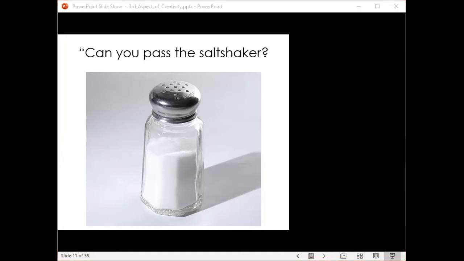In one study, again done with people with right hemisphere damage, they were asked what an appropriate response is to this question: Can you pass the salt shaker? Many of those people with right hemisphere damage said an appropriate response would be, yes, I can. What's odd about that response? What is peculiar about that response? You would just pass the salt shaker?